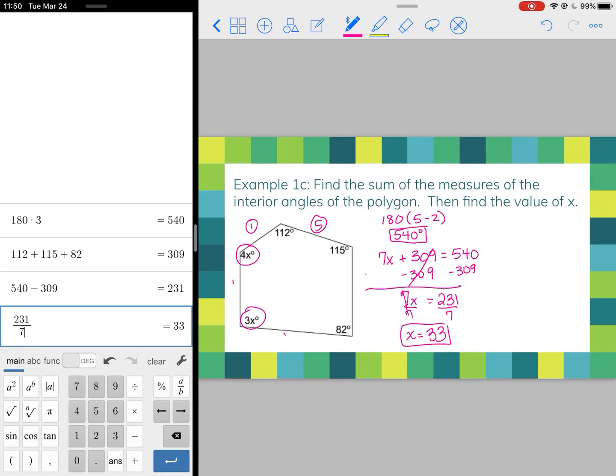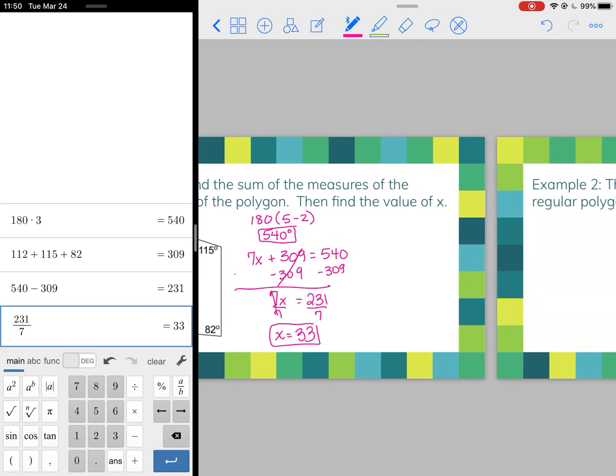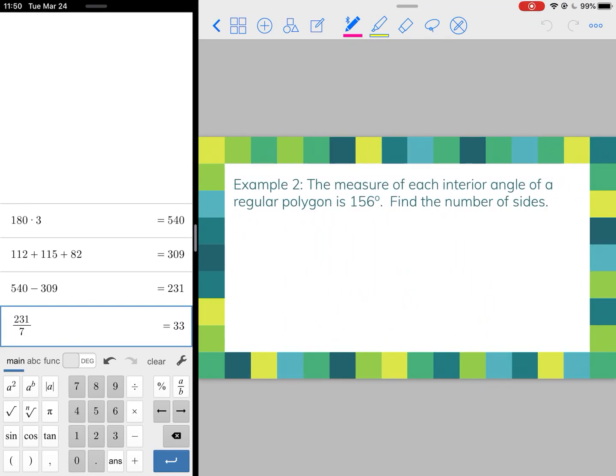So now that I've answered those questions, I'm ready to move on. Now we're going to start using the corollaries. In example 2, we're given the measure of each interior angle of a convex regular polygon. So all of those sides are congruent and all of the angles are congruent. So each angle is 156.